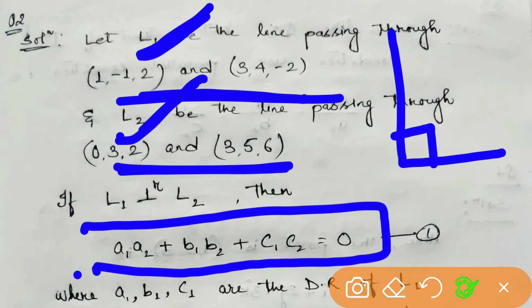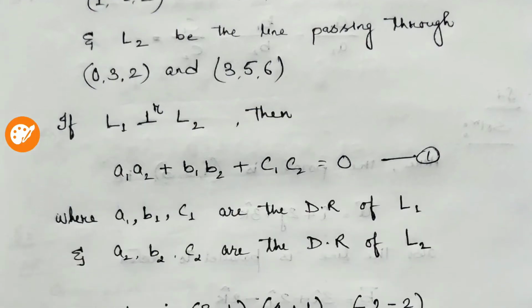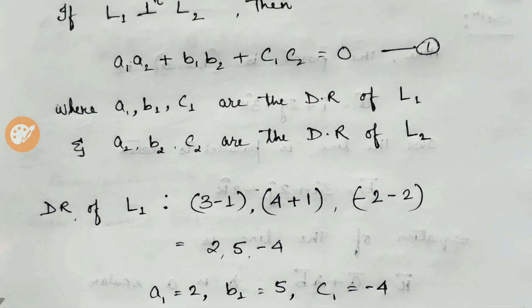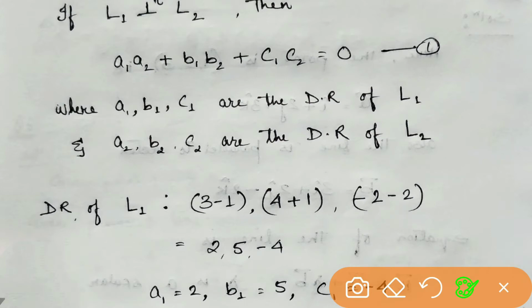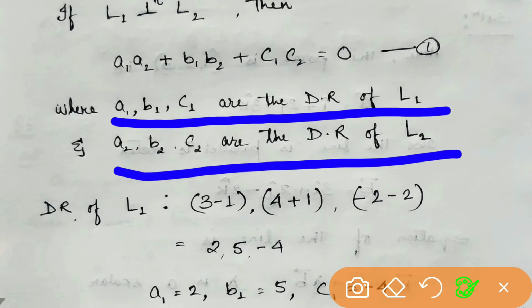So I have written here, if L1 is perpendicular to L2, then this should be satisfied. Okay, this left hand side should be equal to 0. So see, I have denoted, because we are denoting our direction ratios from the beginning as a1, b1, c1 and direction cosines as l1, m1 and n1, right? So see, a1, b1, c1 are the direction ratios of line 1, and a2, b2, c2 are the direction ratios of line 2. So how do I find the direction ratio of L1?